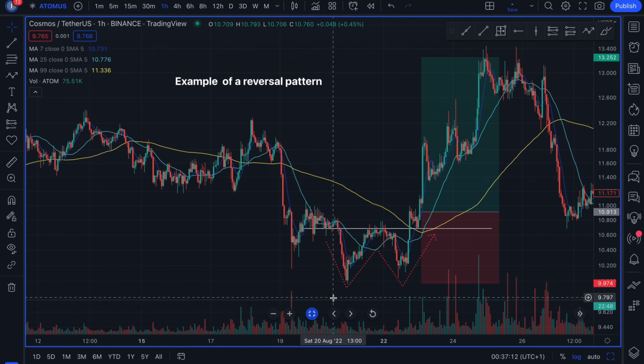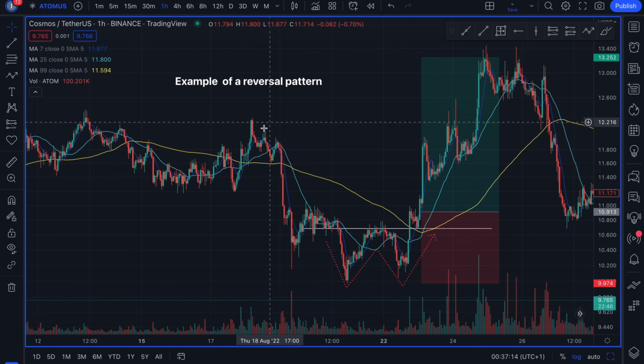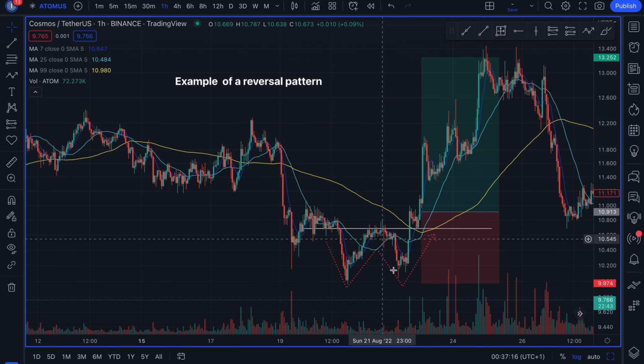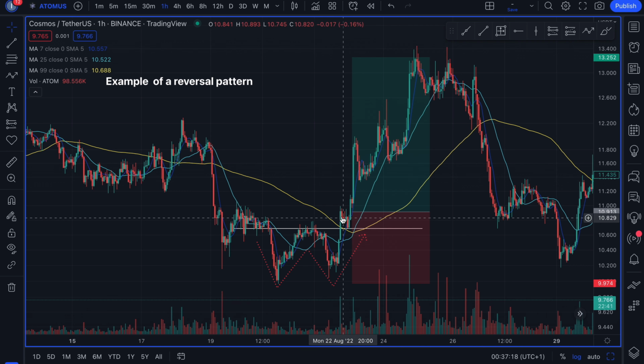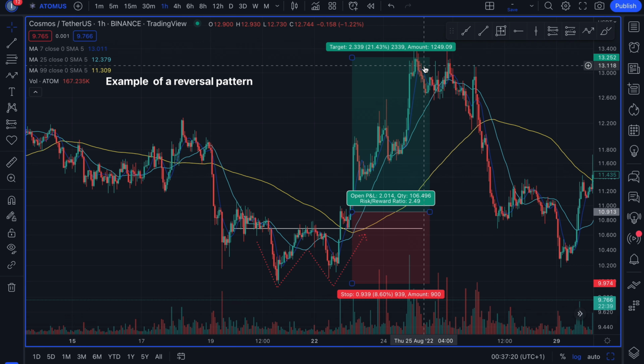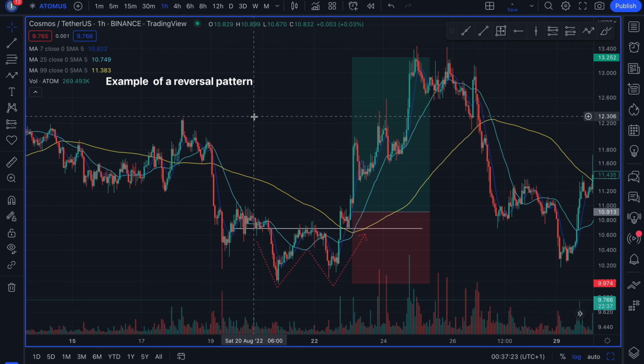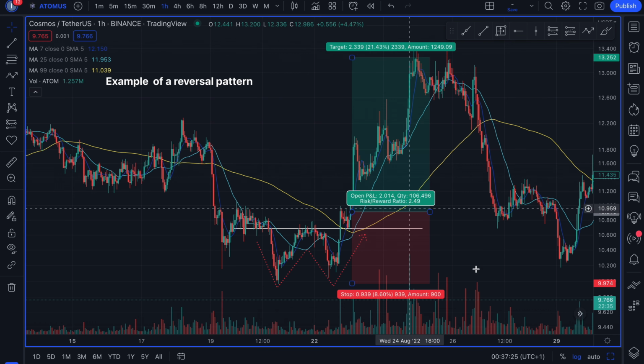The next type is reversal patterns. One of the examples is the double bottom. You see that the price moving down is a downtrend, and then we see a double bottom, and after that you see the price move up. So it was a reversal from downtrend to uptrend.